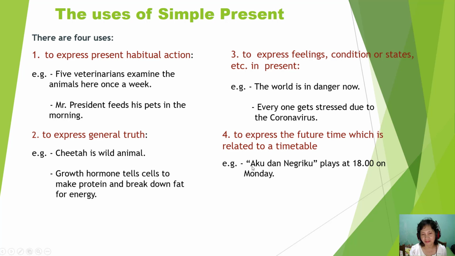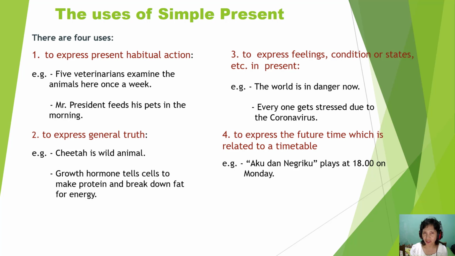See the example. Aku dan Negeriku plays at 18 on Monday. Aku dan Negeriku is the title of a play. In a certain theater, there have been some plays on the schedule from Monday to Sunday, and Aku dan Negeriku will be played on Monday.